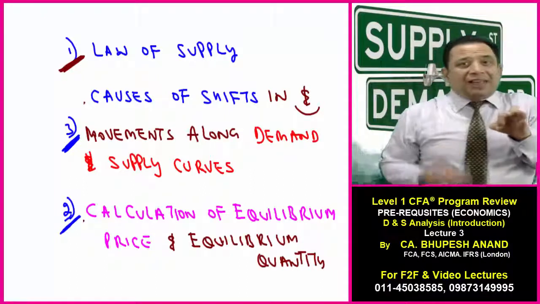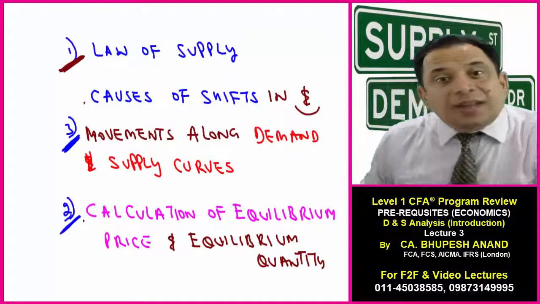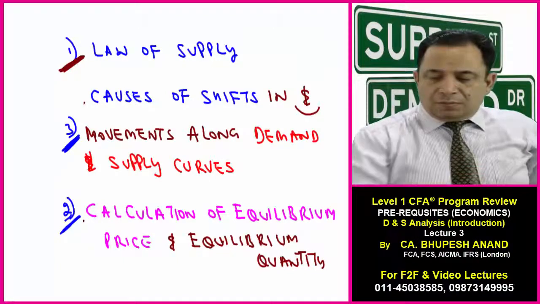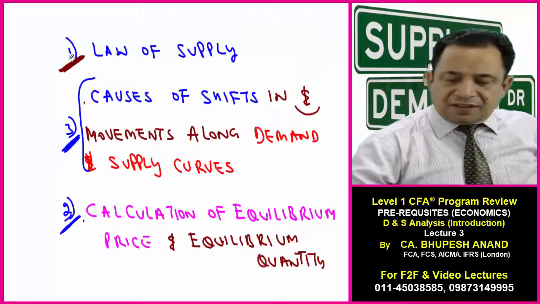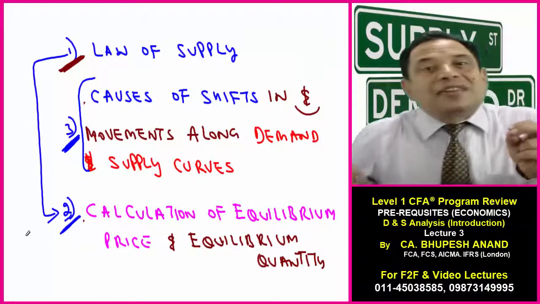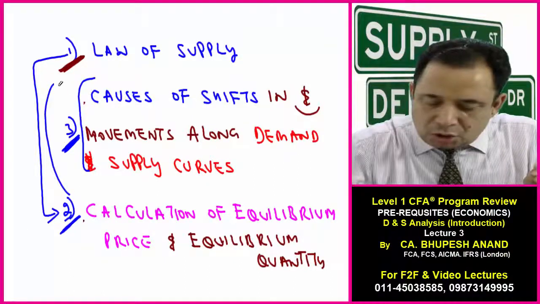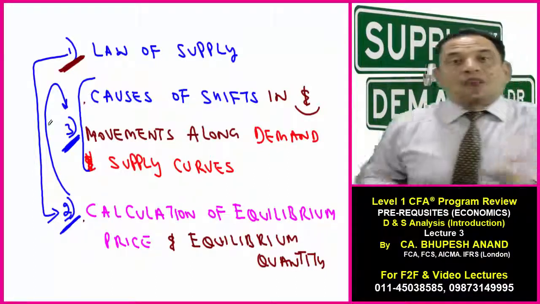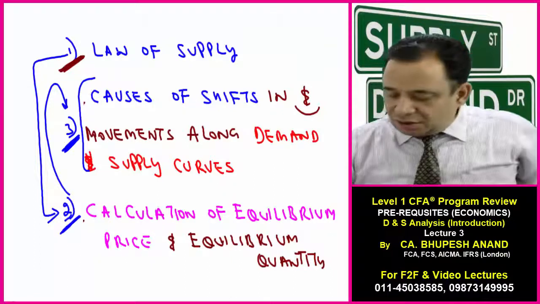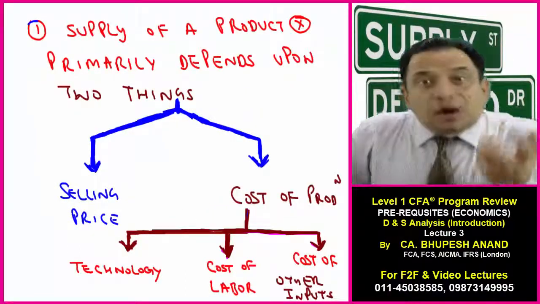Law of supply. What do I mean by law of supply? What are the causes of shift in supply? And movements. This is the third part. Firstly, we will be doing the first, and then we will be doing the calculation of equilibrium price and equilibrium quantity, and then we will switch over to the causes of shift and movement along the curves. The first point which I want to tell you now is, what is the meaning of supply?